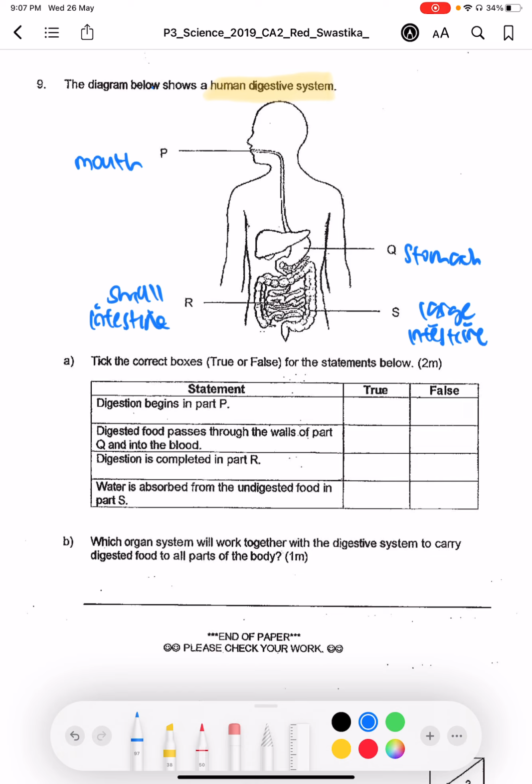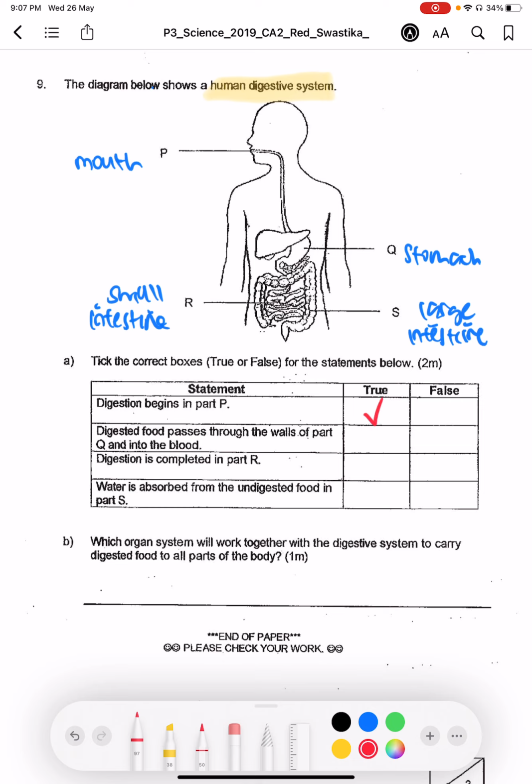So digestion begins in part P. Part P refers to the mouth. So this is true, because what is the function of the mouth? The mouth actually helps to chew and break down food into smaller pieces. So this is the first stage of the digestion. So this is true.